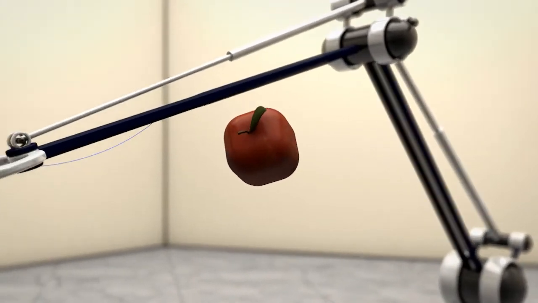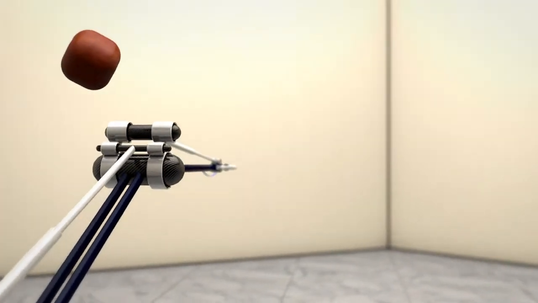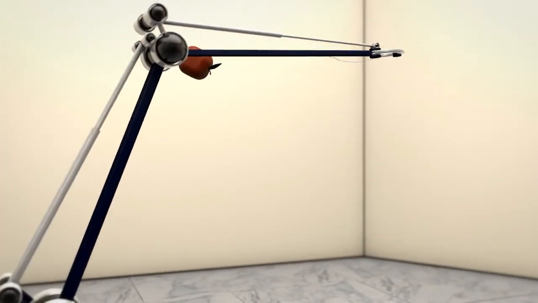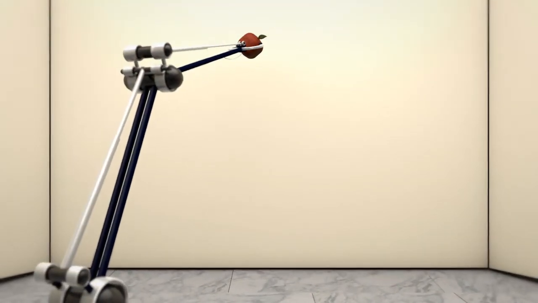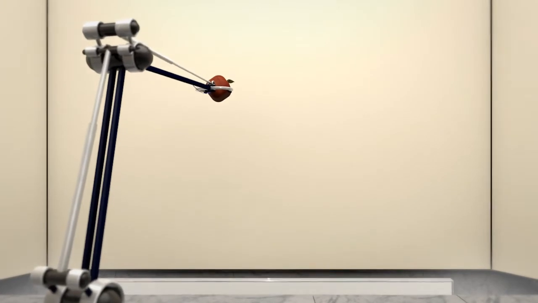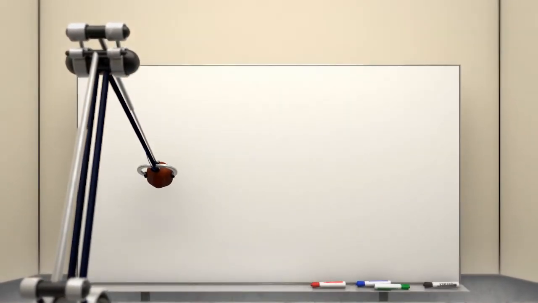The truth is, once we give the apple a bit of velocity, it stays at that velocity, moving in a straight line until it's bumped again. This isn't just an imaginary experiment. It turns out that this is exactly what happens in outer space.